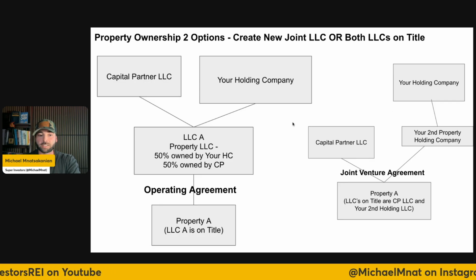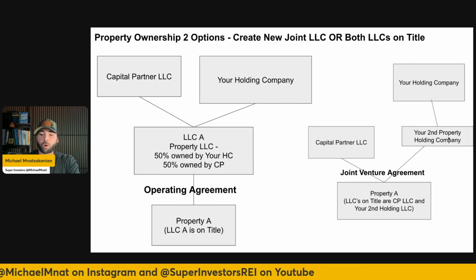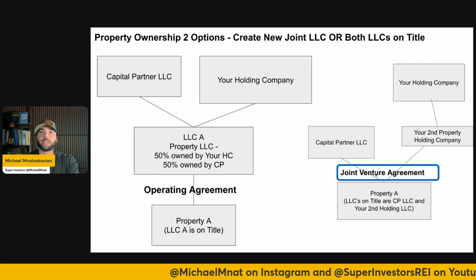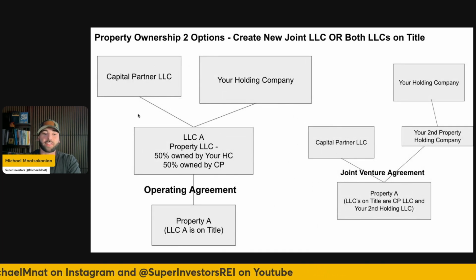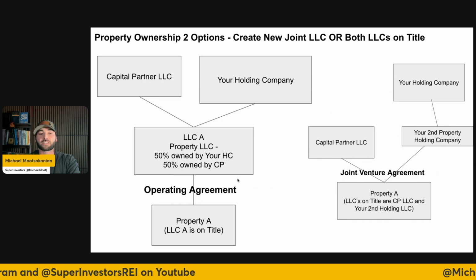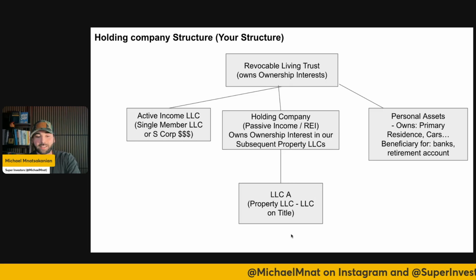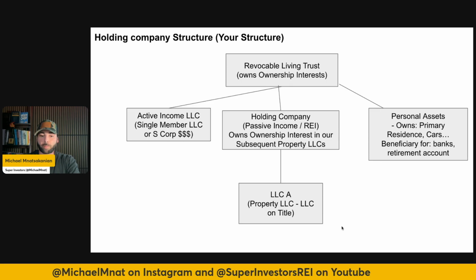The big difference here is either your LLC that you guys are co-owners of is directly the one on title for the property that you bought, or your holding company, your second holding company, not the main one, and your capital partner LLC are both on title for this property, and that relationship is documented through a joint venture agreement. All right, those are kind of the two structures. This is the most common for co-ownership. If it's a lender, it's just this, and they're just added as a lender, as a loan, as a lien on the property, recorded to the property itself.